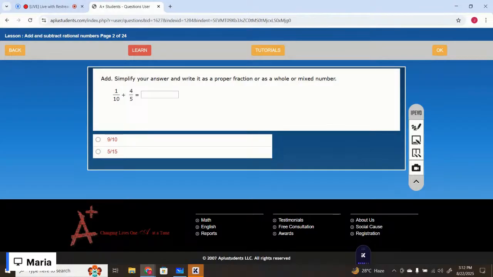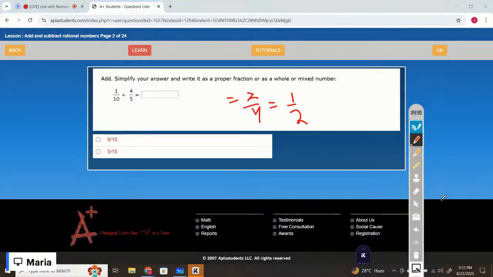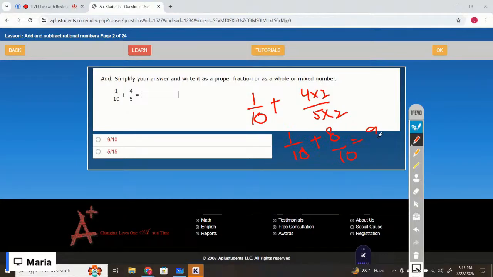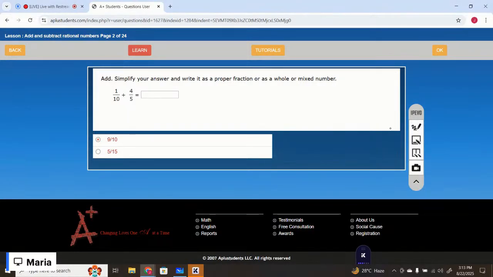1 by 10 plus 4 by 5. We need to make the denominator the same. That is 5 times 2 is 10. So let's just make the denominator the same. 1 by 10 plus 8 over 10. That equals 9 over 10. Option number 1 is the correct option, 9 by 10.